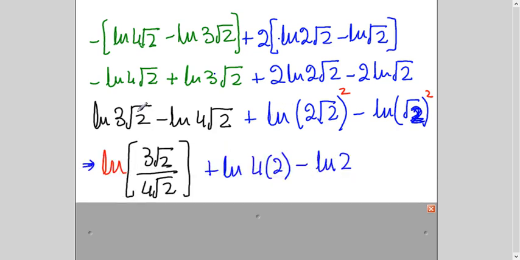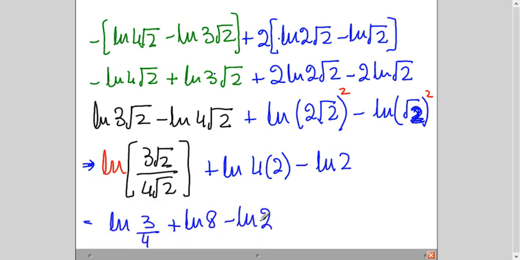After that, I'm applying ln a minus ln b. So it is ln a over b. And here it will become 2 square is 4. And this is only 2. And this is only 2. Right? 4 2s are 8. And here this 2 cancels with this 2. So I have 3 upon 4.